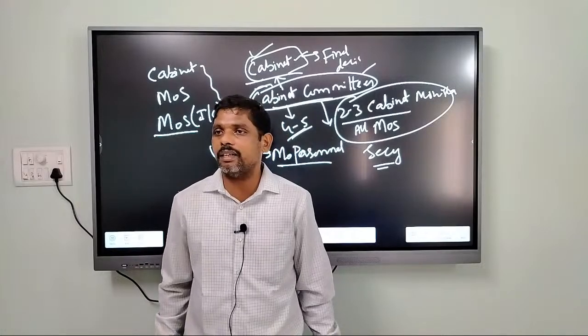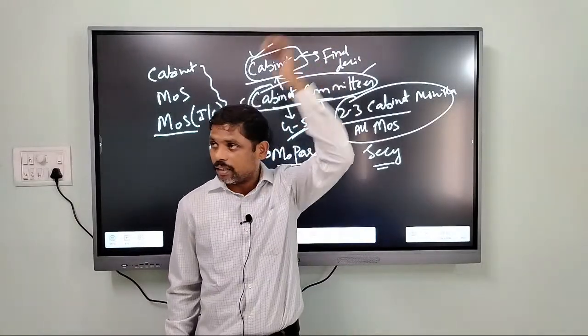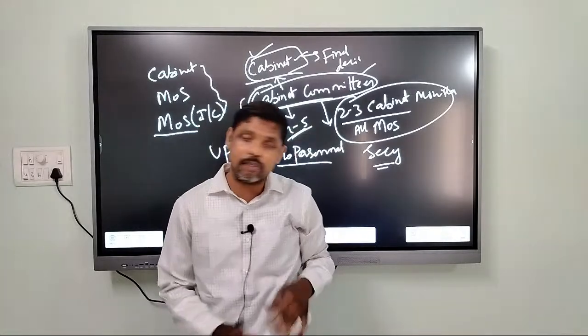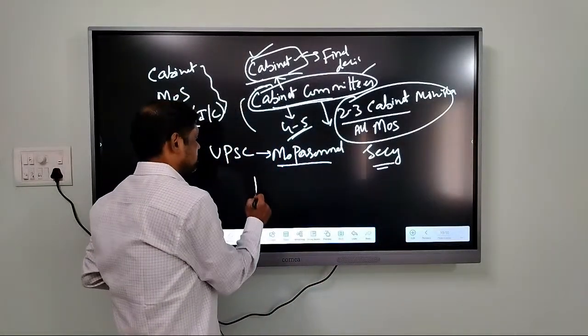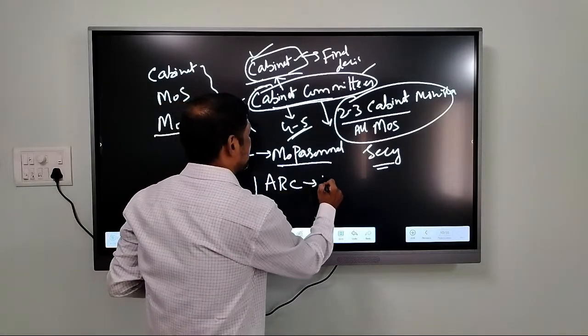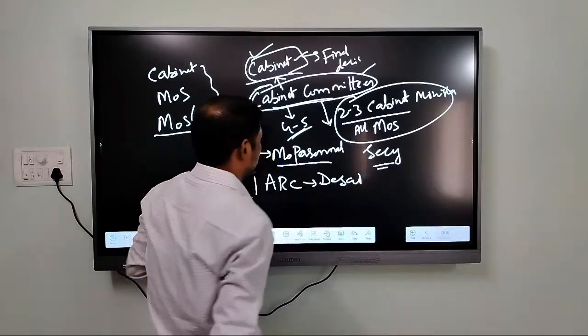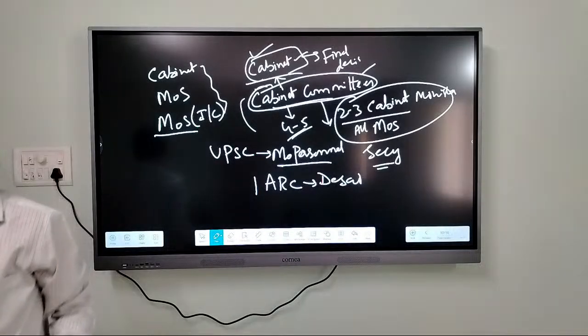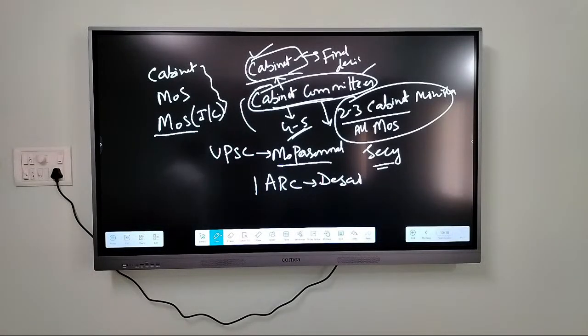But if you take the first ARC or the second ARC, particularly the first Administrative Reforms Commission, which was headed by Morarji Desai, it is Morarji Desai who was the chairperson of the first ARC. This first ARC recommended that the Prime Minister should not hold any ministry. Without holding any ministry, the Prime Minister should lead the government.